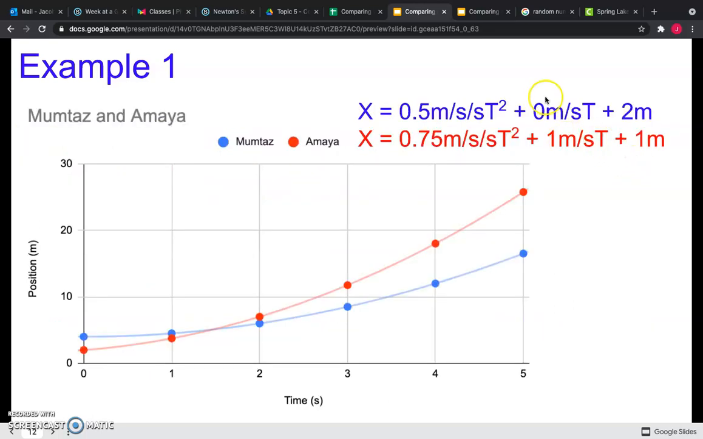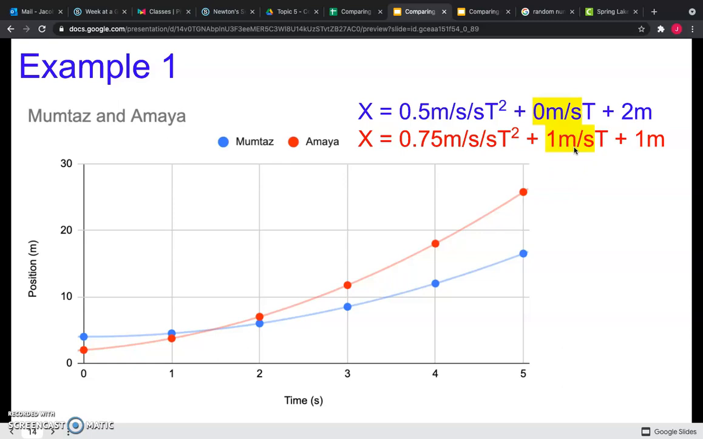So now we're going to be looking at the B values in this equation. So we can see Mumtaz was going 0 meters per second. Amaya was going 1 meter per second. We can also tell this by looking at the graph. Right, if we look at Mumtaz's first segment here, it's much more flat than Amaya's is. Amaya's slope is much steeper between those first 2 red dots as opposed to the slope between those first 2 blue dots. So Amaya has to have started off going quicker.